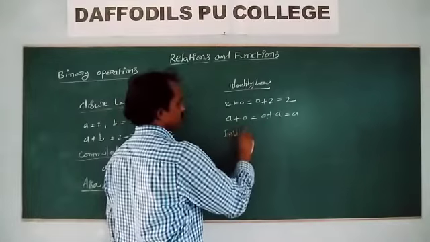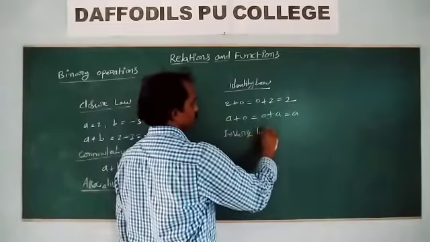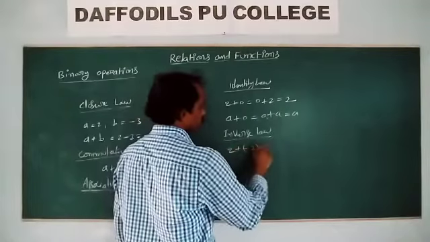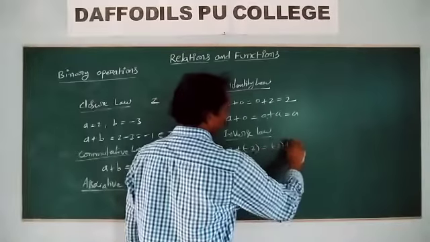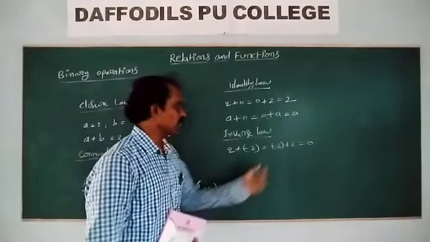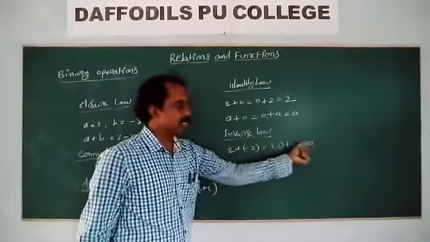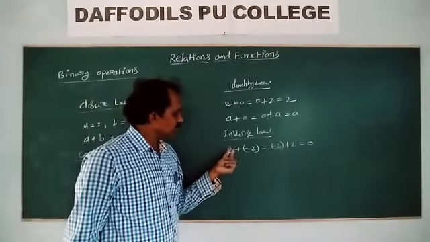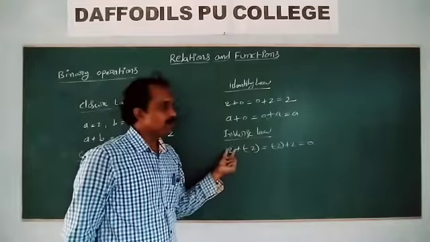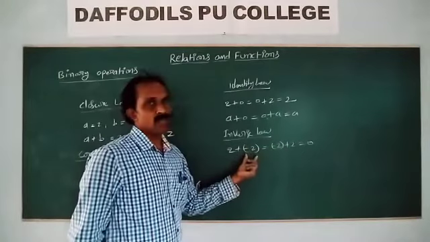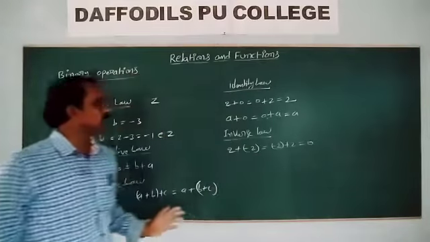Inverse law. What is inverse law? 2 plus minus 2 is equal to minus 2 plus 2 is equal to 0. 2 is an element. We need the answer to be the identity. For what value added to this number will we get the identity element? The identity element is 0 here. So the additive inverse is minus 2. So this is for addition.